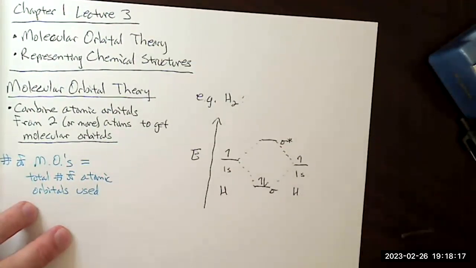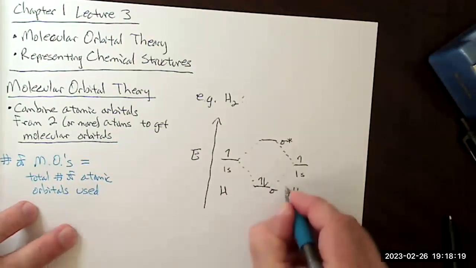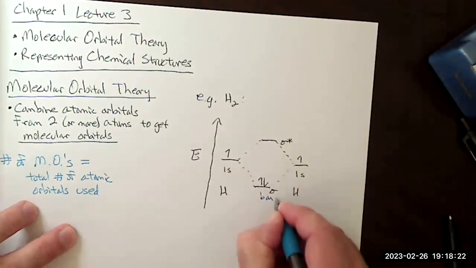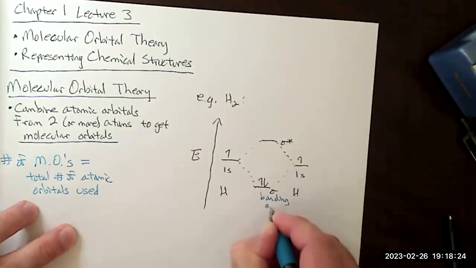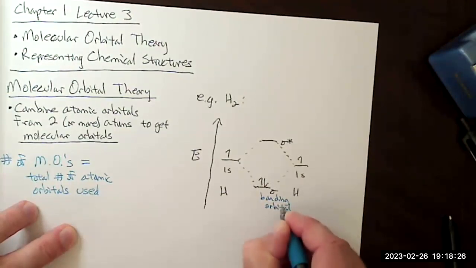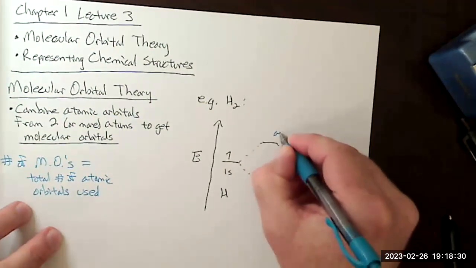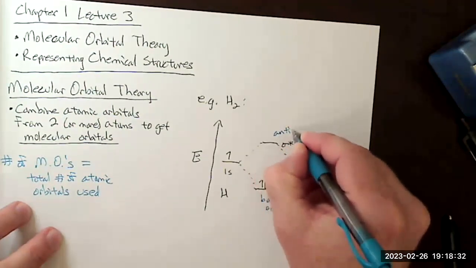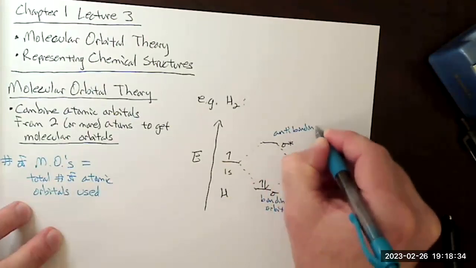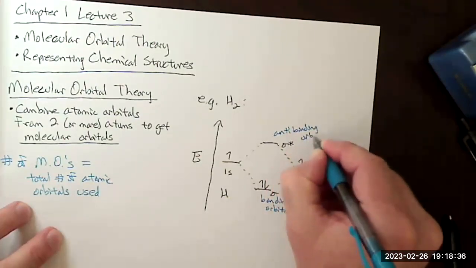And in this case, we have stuff in a bonding orbital. By stuff, I mean electrons. And up here, sigma star is an anti-bonding orbital.